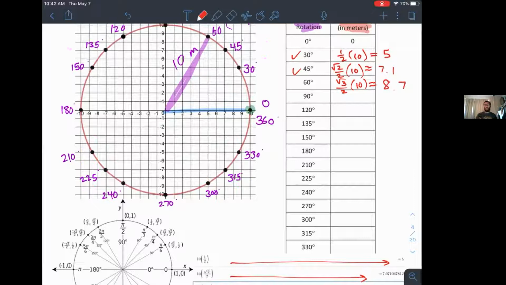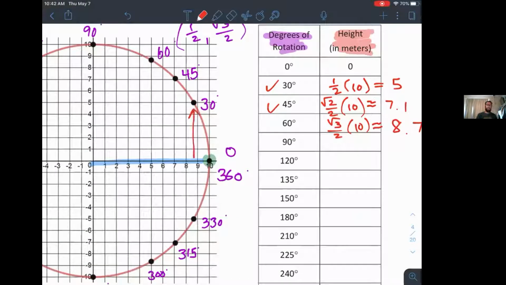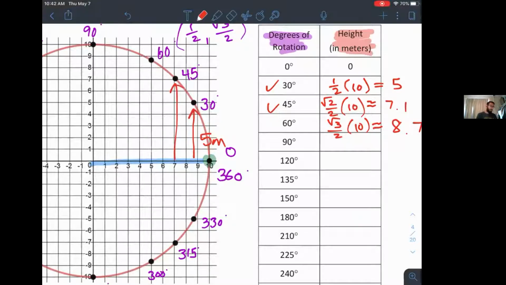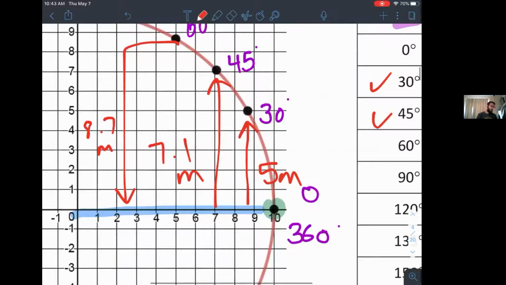Now again, in the context of what we're actually doing here, all of these numbers, 5, 7.1, and 8.7, are telling us the following: on a 10-meter radius Ferris wheel, if you went 30 degrees up, a 12th around the circle, you would be 5 meters from your starting point. Let me move this over to the left. If you were up at 45 degrees, you would be 7.1 meters above the ground or where you started. And last but not least, if you were up at 60 degrees, you would be 8.7 meters higher than when you started.